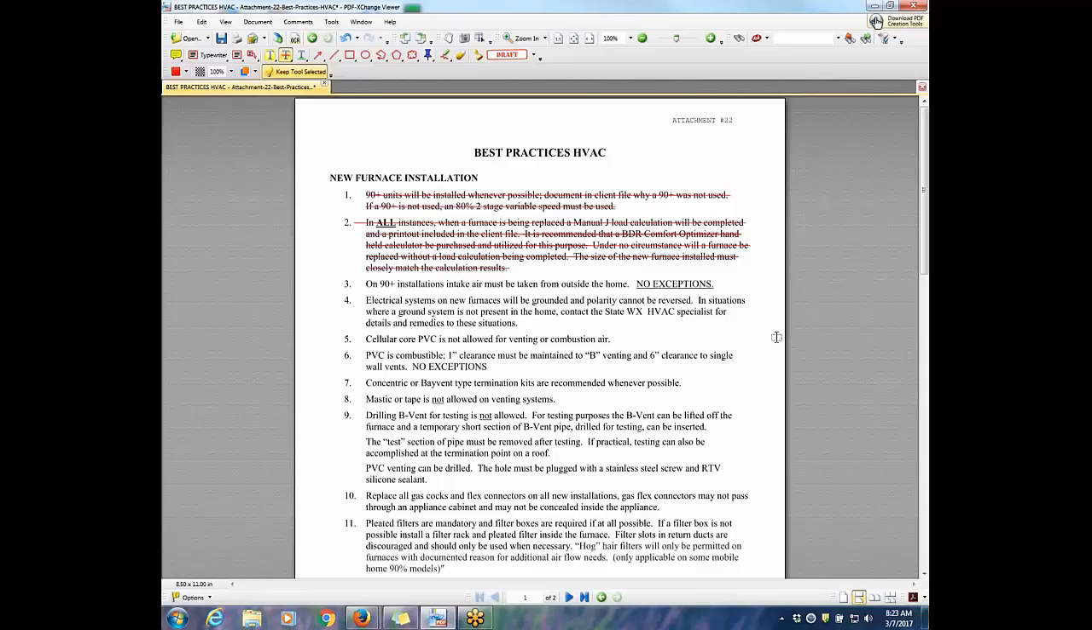Okay, line number 3. On 90-plus installations, intake air must be taken from outside of the home, no exceptions. So when I first hired on, we ran into a lot of instances where agencies were installing 90% furnaces and only running the exhaust to the outside and pulling the intake air from inside the home. You can do that. The manufacturer says you can, but why the heck would you? It's just not a good idea.